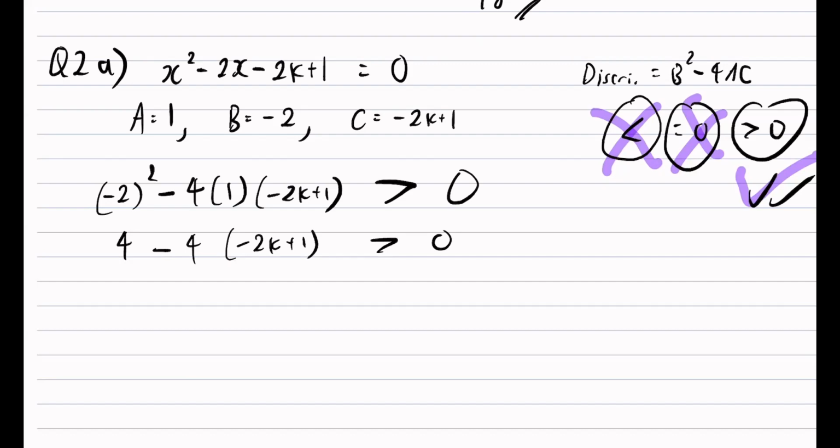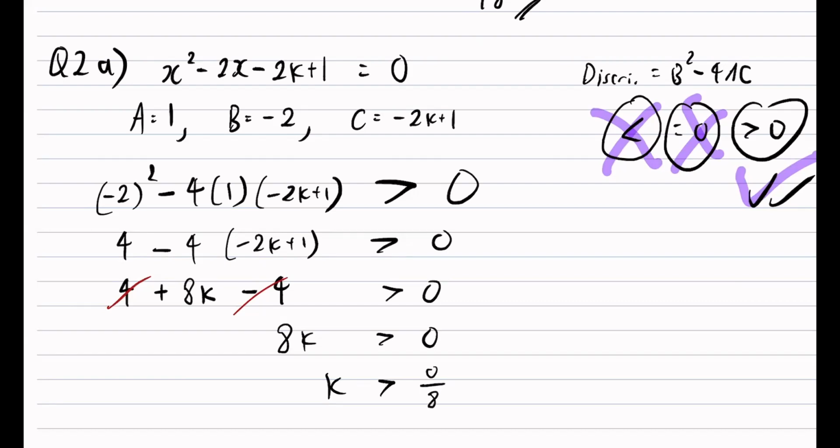I'll just explain to save some time. Negative 4 times negative 2k: negative times negative gives you positive, 4 times 2 gives you 8. Don't forget the k. Negative 4 times positive 1 is minus 4. What a coincidence, 4 and minus 4 cancel off. 8k more than 0. How to solve for k? Divide by 8 on both sides. 0 divided by 8 is just 0. So k is more than 0.